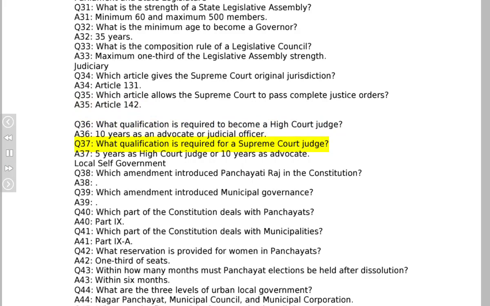Q37. What qualification is required for a Supreme Court judge? A37. 5 years as High Court judge or 10 years as advocate. Local self-government. Q38. Which amendment introduced Panchayati Raj in the Constitution? A38. Q39. Which amendment introduced municipal governance? A39. Q40. Which part of the Constitution deals with panchayats?